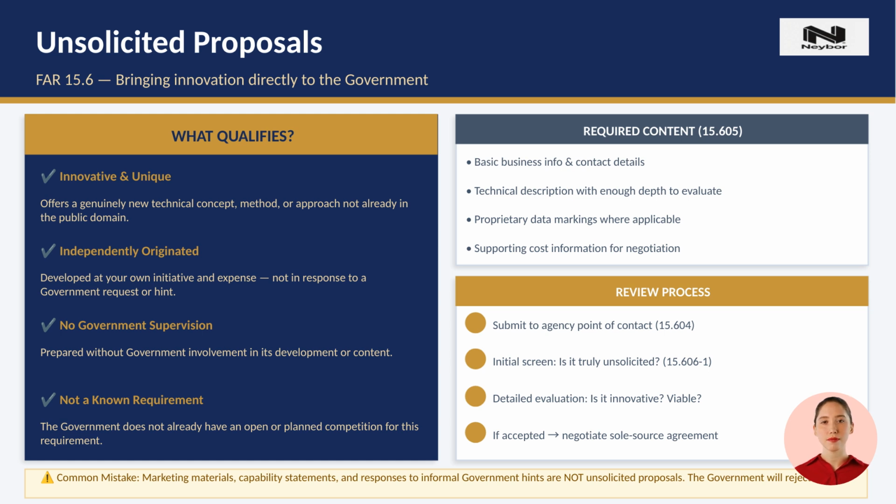The process: submit to the agency's designated point of contact, not directly to a program manager. The agency screens it first to confirm it really is unsolicited, then evaluates it for technical merit. If accepted, it can lead to a negotiated sole source award. The warning at the bottom is critical. A capability statement or a response to something a program manager mentioned at a conference does not qualify.